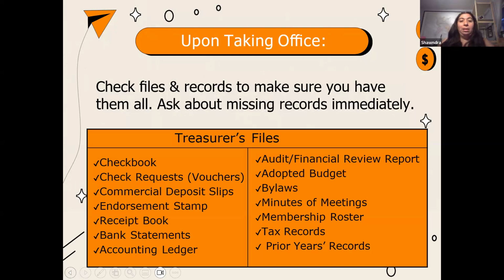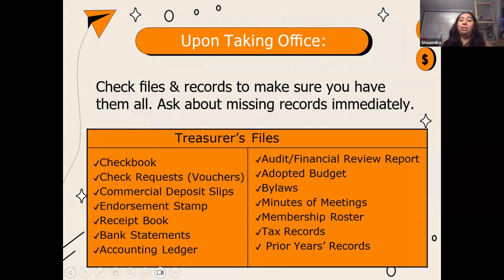Here's some checklists to let you know what you should have in your treasurer files. So first of all, you're going to have your checkbook, check requests or vouchers. We'll go over that a little bit later. Commercial deposit slips, endorsement stamp, receipt book, bank statements, account ledger, audit and the financial review report from the previous year, the adopted budget, the bylaws, minutes of meetings, membership roster, tax records, and prior year's records.